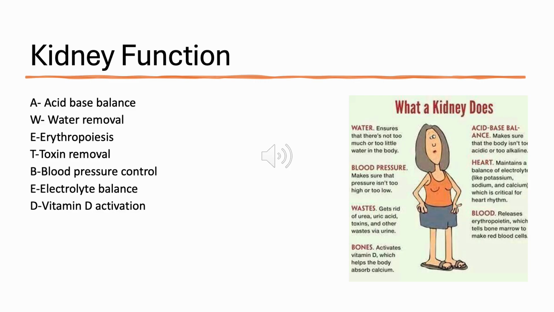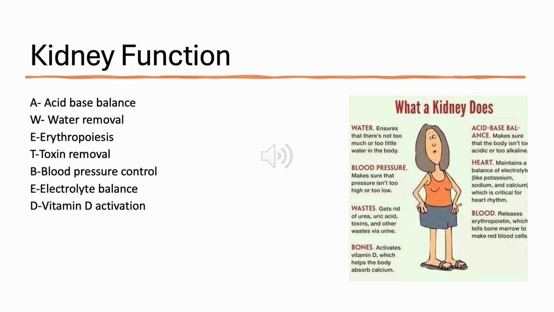You can remember kidney function by the mnemonic a wet bed. The kidney is basically a filter for our blood. Okay, so the first letter in the mnemonic is A for acid-base balance. Our kidney is trying to keep us in homeostasis, so it makes sure that the body isn't too acidic or too basic. Okay, so it keeps our pH in the normal range.